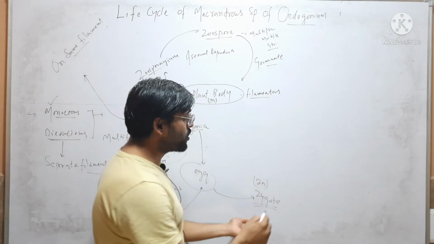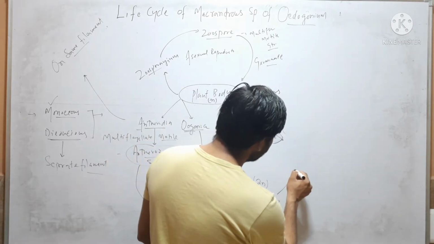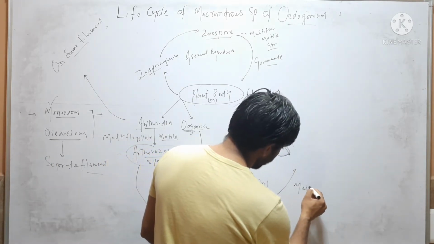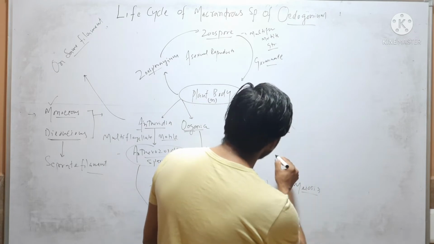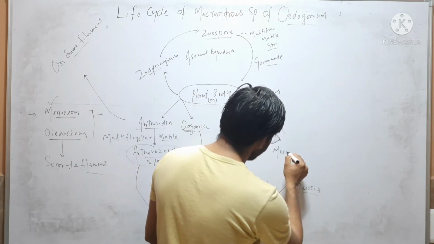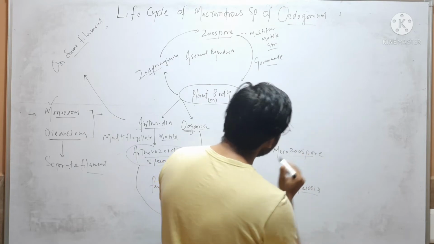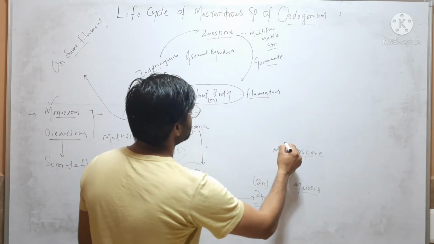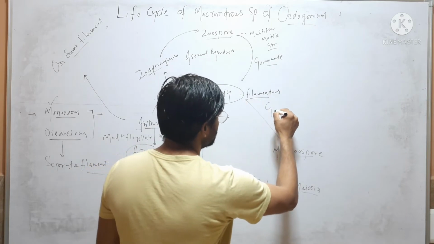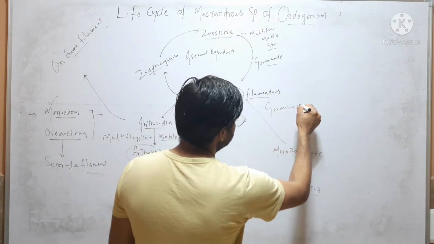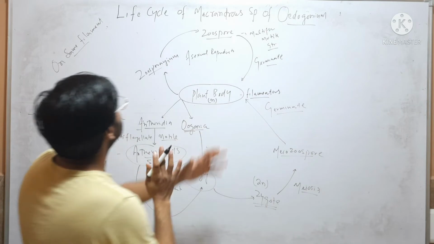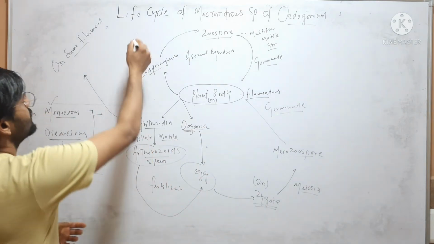So this zygote then divides by meiosis and forms meiospores. These meiospores then will germinate and form a plant body. So this is the life cycle of Macrandrous species.